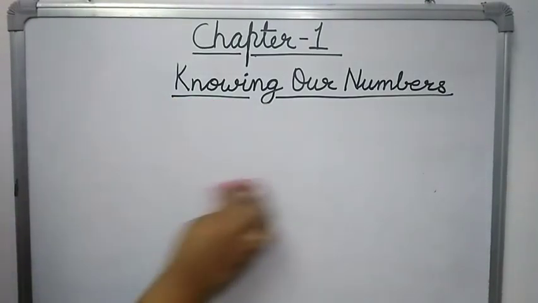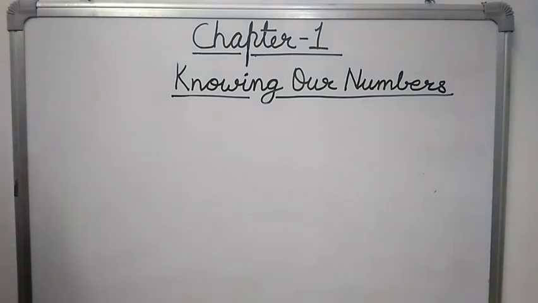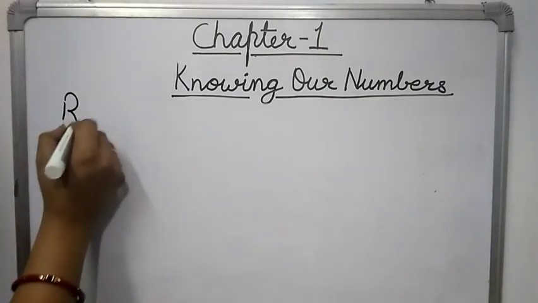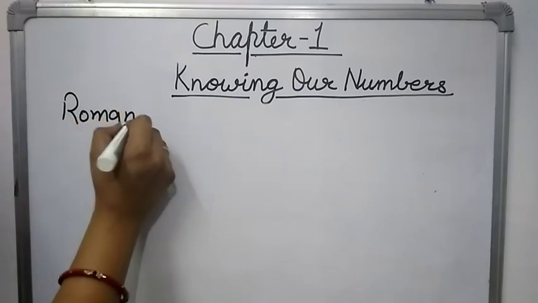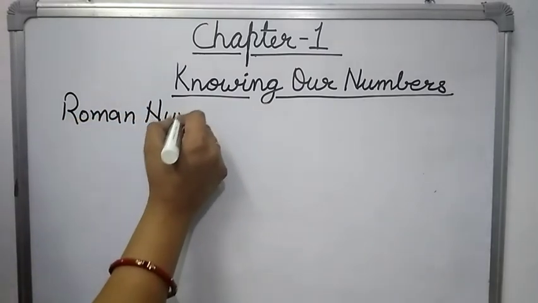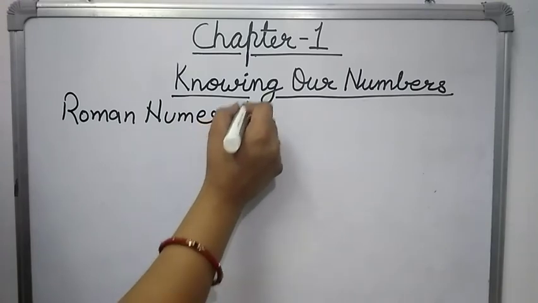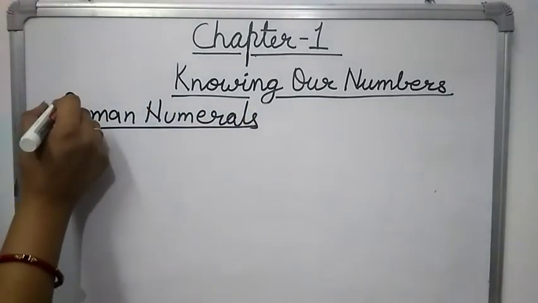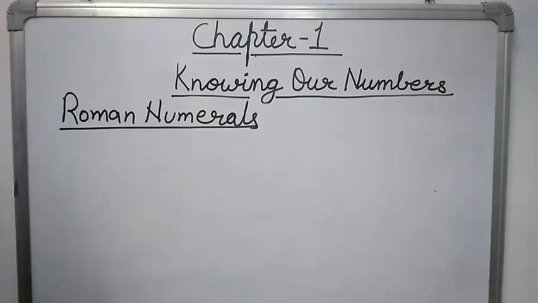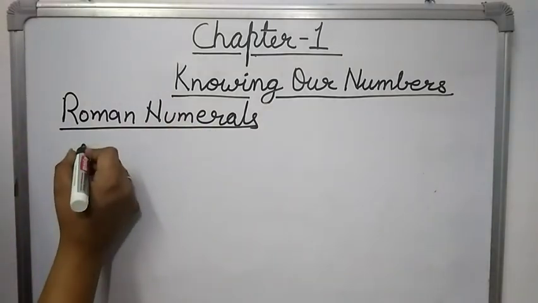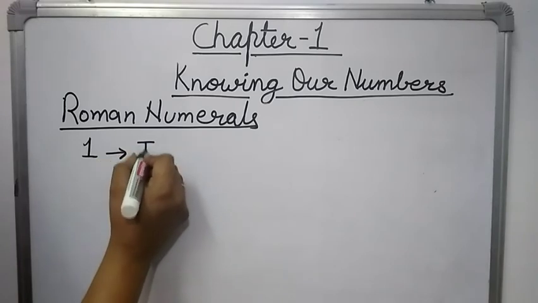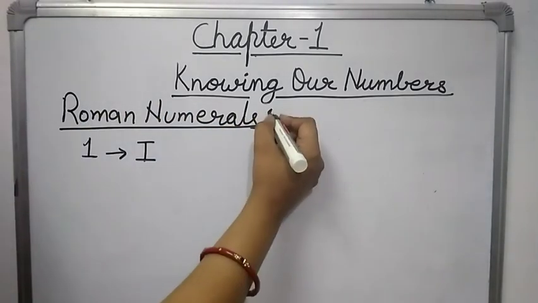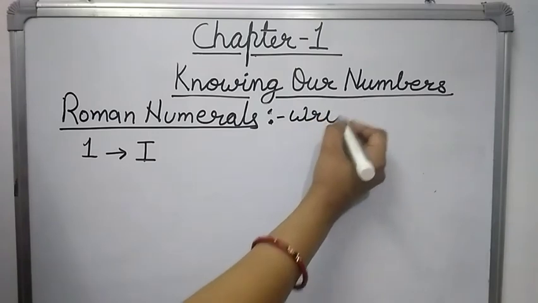Next we have Roman numerals. We understood the Indian number system and the international number system of writing numbers. There is another way also to write numbers, which is Roman numerals, or the Roman number system. We all know in Roman numerals, 1 is written as I. These Roman numerals are always written in the form of alphabets.